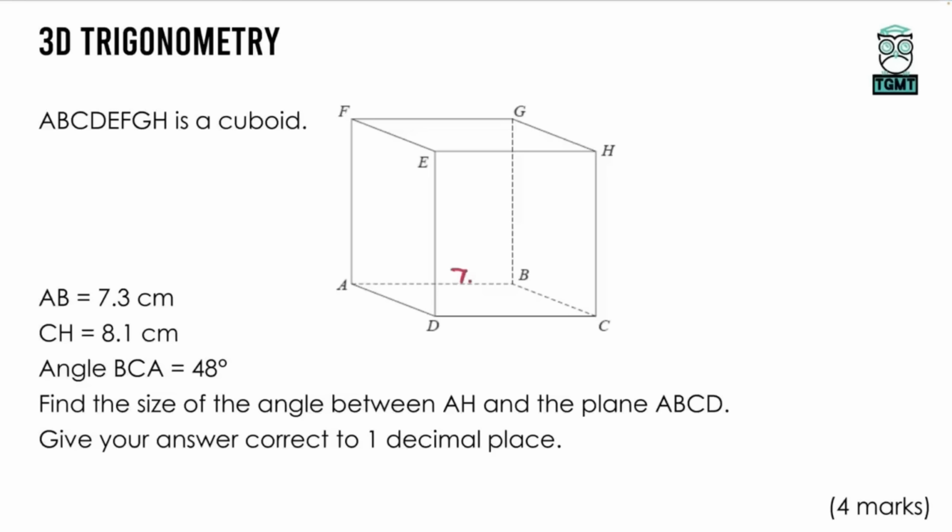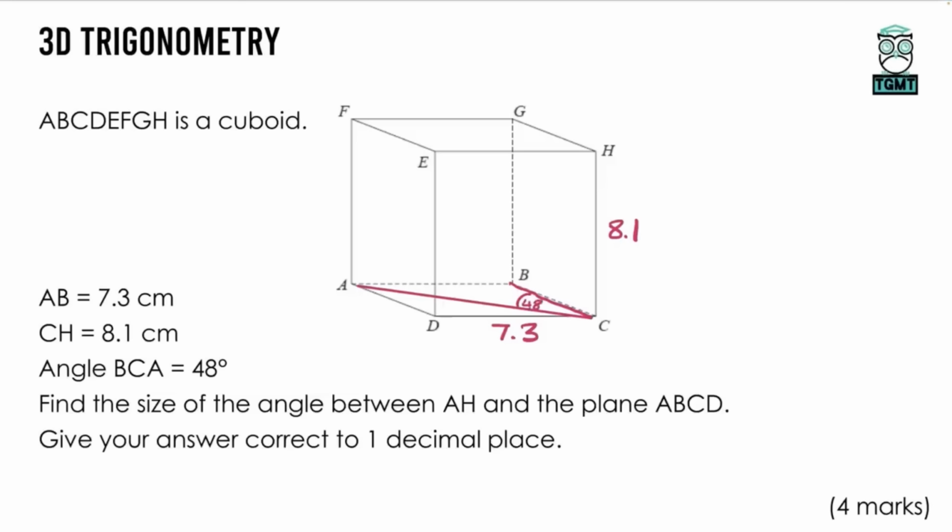We have 7.3, that's this back length here, which is the same as the front. It might actually be easier if we write that on the front, so it's just out of the way a little bit, so 7.3. C to H, which is going up the side, is 8.1, and angle B to C to A is 48. Now if I go from B to C to A, which isn't the nicest one to draw, there we go, it creates this angle here, so that is my 48.